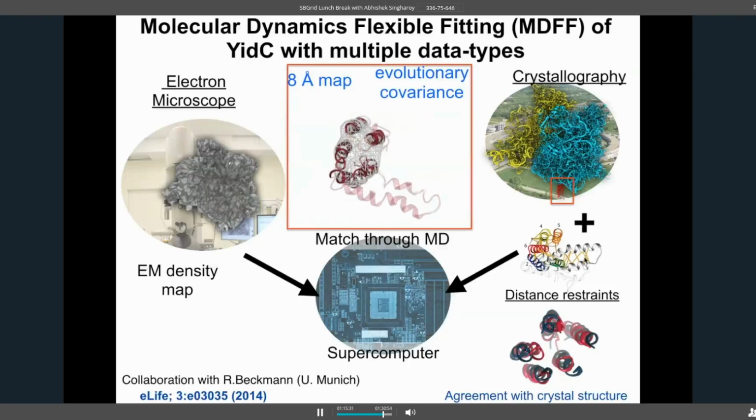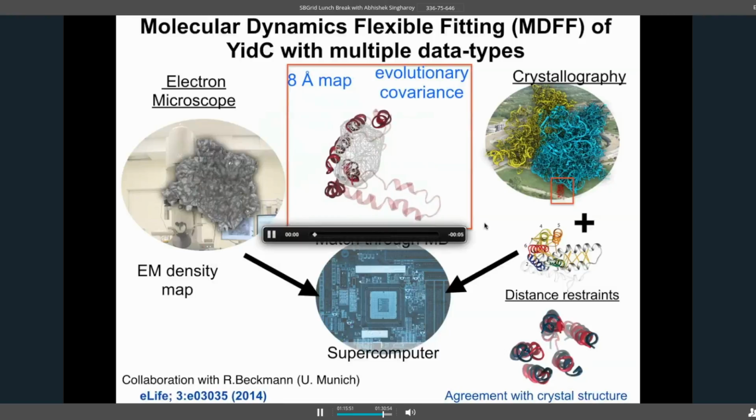So we also have information that certain residues should be within a certain distance from each other. This is an additional restraint that we can add on to our simulation. So we have restraint from the electron density, restraint from the crystallographic diffraction data, and restraint from the evolutionary covariance. Then you put all three restraints together and you do MDFF.